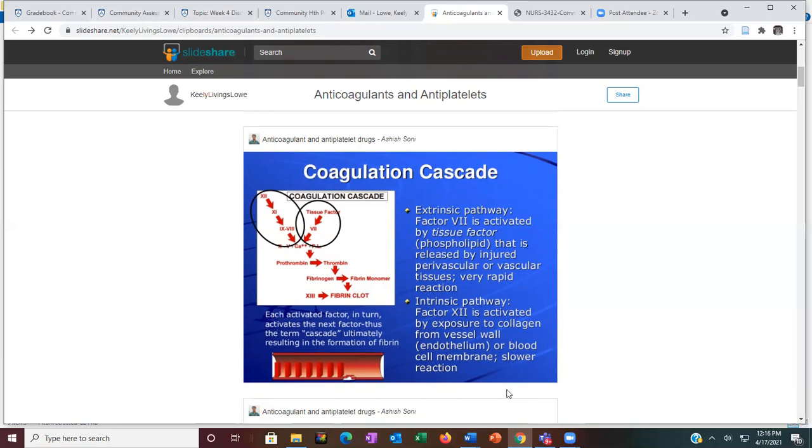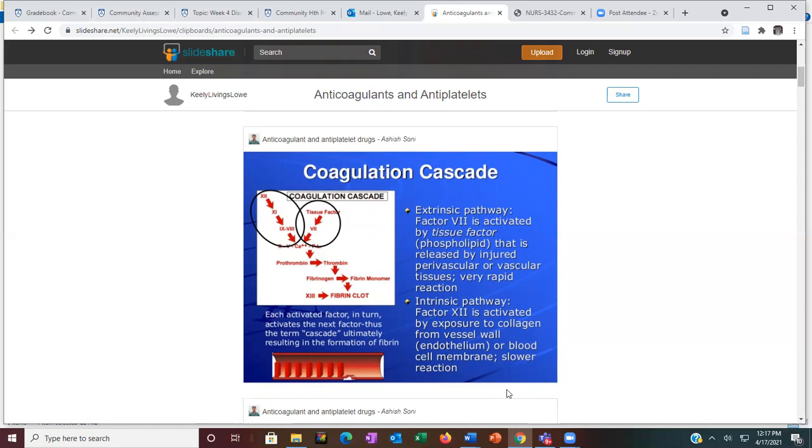One's called an extrinsic pathway, and it says factor 7 is activated, and so it's a tissue factor. That's released, those chemical messengers released by an injured vessel. And so that reaction happens very quickly. And we want that to happen. If a blood vessel is injured and that factor 7 is activated by that chemical messenger, we want a blood clot to happen very quickly so we don't lose a lot of blood out of that vessel.